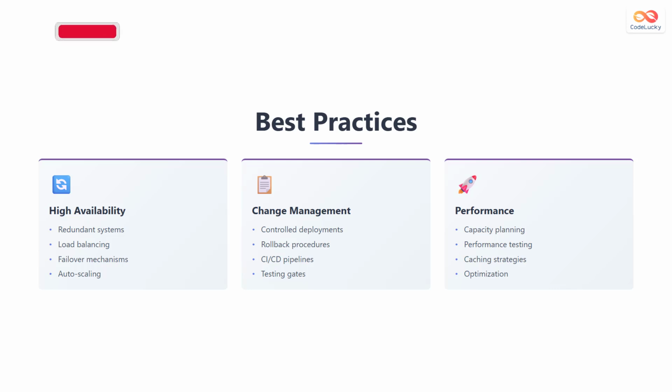Third is performance. Capacity planning ensures you have enough resources for expected traffic. Performance testing identifies problems before users find them. Caching strategies speed up common requests. Continuous optimization keeps your system fast and efficient.